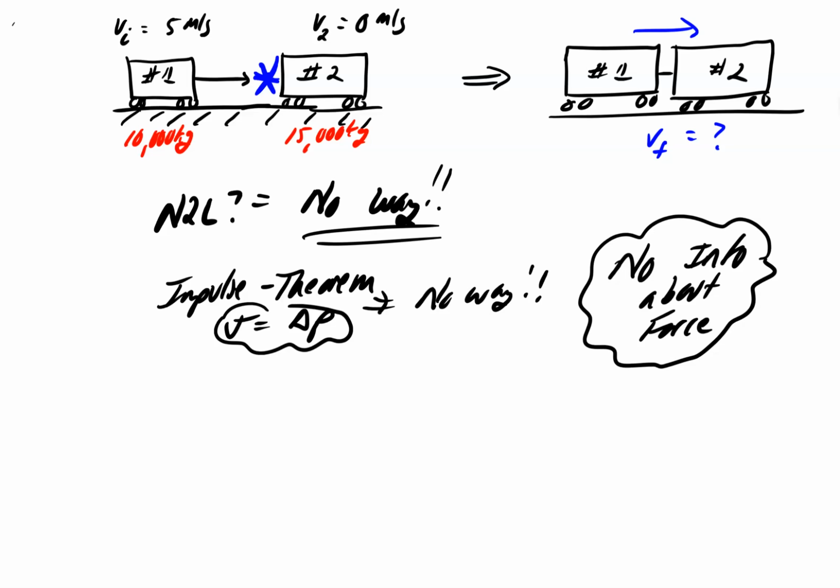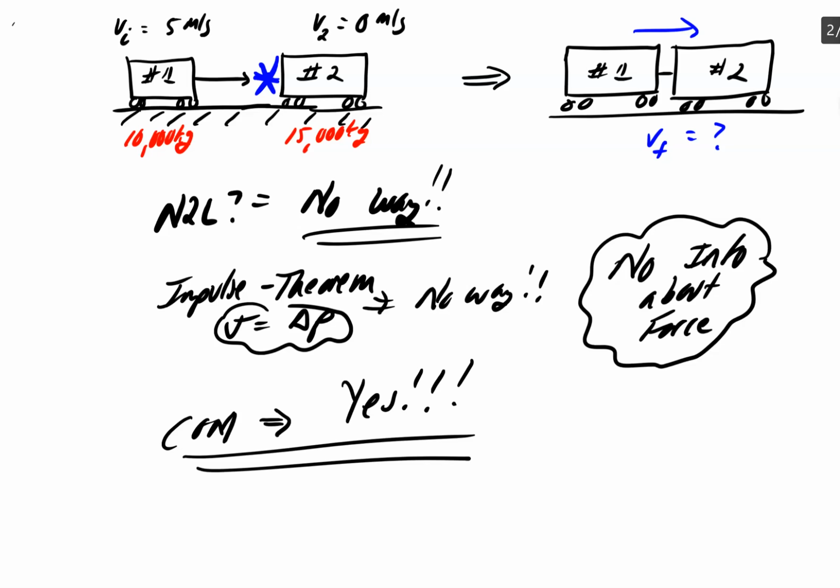This is exactly the situation that conservation of momentum is used for. And that's exactly why we're going to use it in these situations. So we use conservation of momentum analysis when Newton's second law isn't available because either the force isn't known or it's changing. We use conservation of momentum when the impulse momentum theorem isn't available because we don't know what the impulse is.